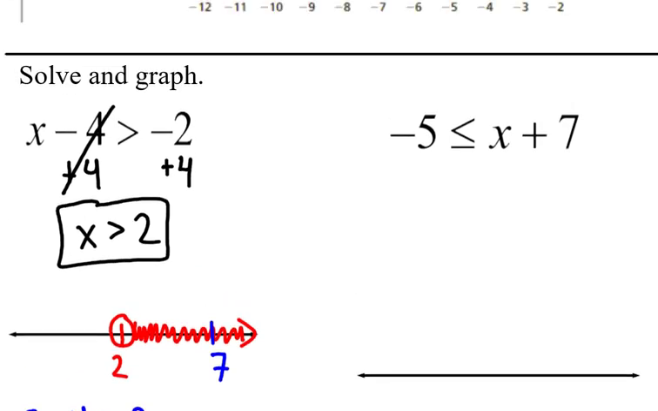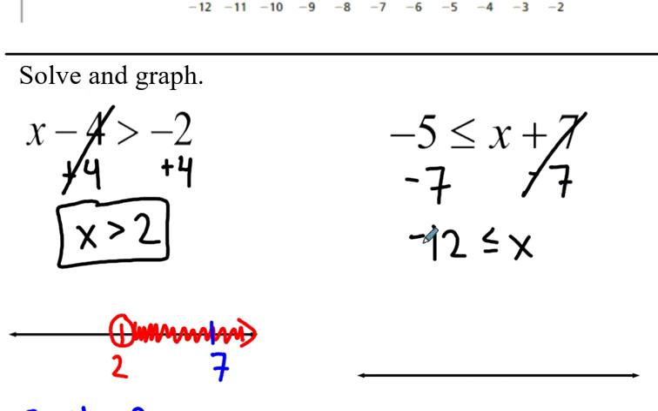Second one, I have negative 5 is less than or equal to x plus 7. How do I solve this? I subtract 7 from each side. I then get negative 5 minus 7, which is negative 12, is less than or equal to x. You'll see here I don't go changing this sign because I subtracted 7. It's only if you multiply or divide by a negative. We'll see that in the next section.